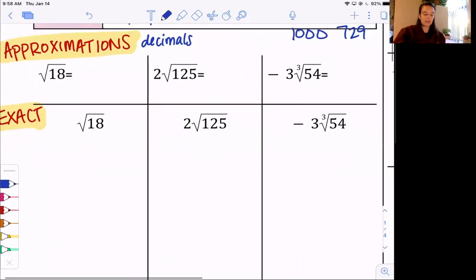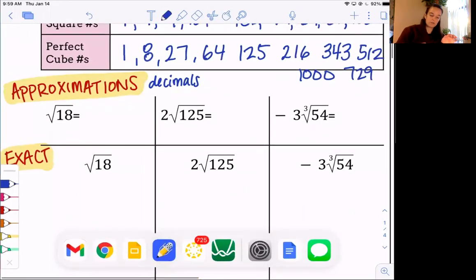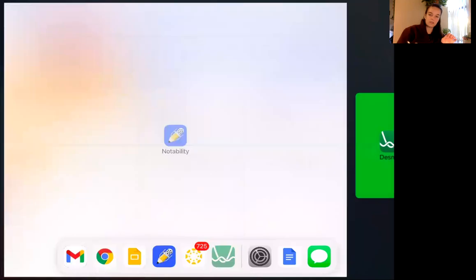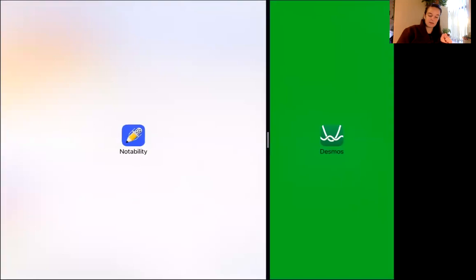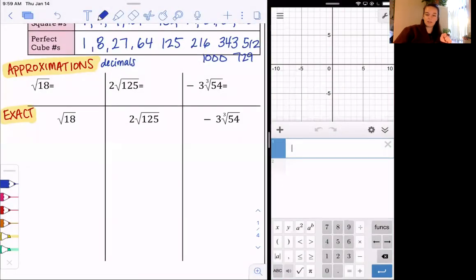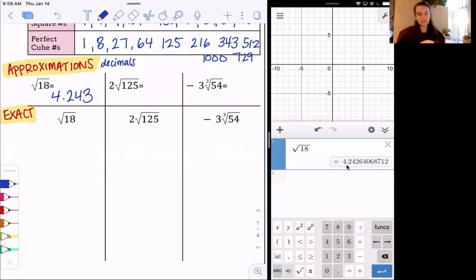So if I need to figure that out, I'm going to go ahead and use my trusty Desmos friend. I'm going to type the square root of 18, not 8, 18. And I'm going to use 3 decimal places, to the thousandth. So 4.243, something like that. This is my approximation. It's my decimal equivalent of this number, right?